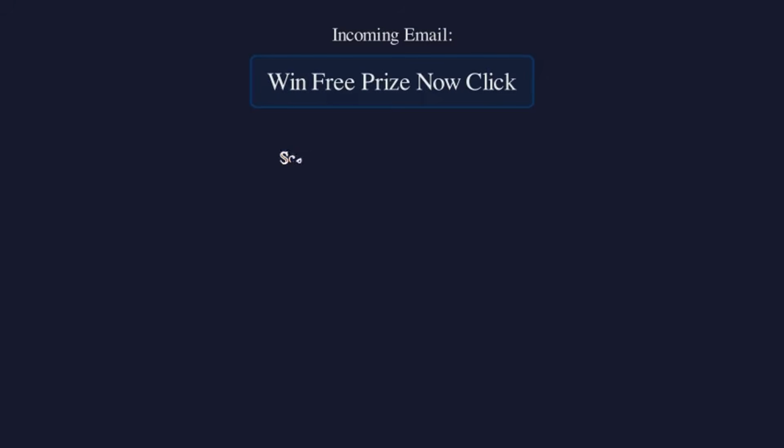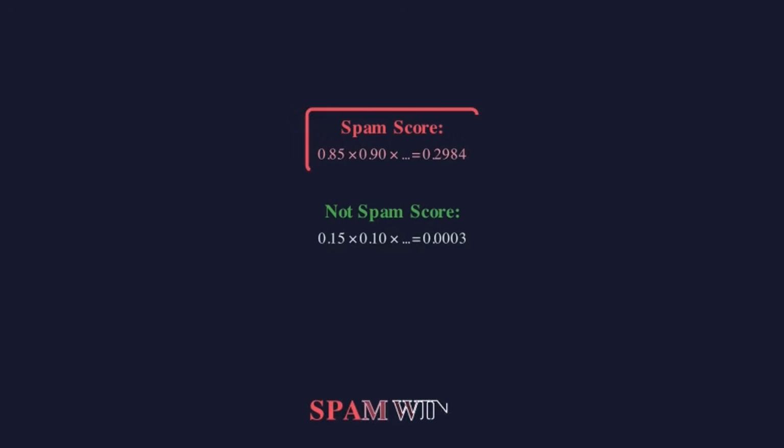Take spam detection as an example. When naive Bayes looks at an email, it scans each word independently and asks, given that this email is spam, how likely is it to contain this word? It does this for every single word, multiplies the probabilities together, and compares the result for spam versus not spam. Whichever comes out higher wins.